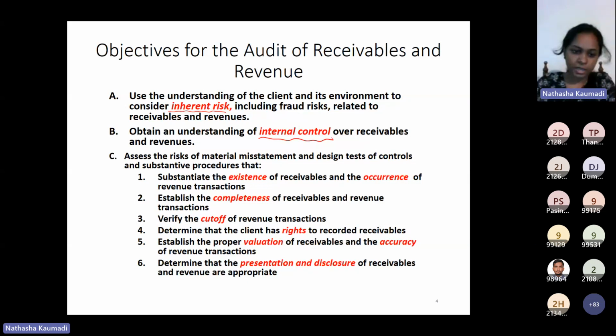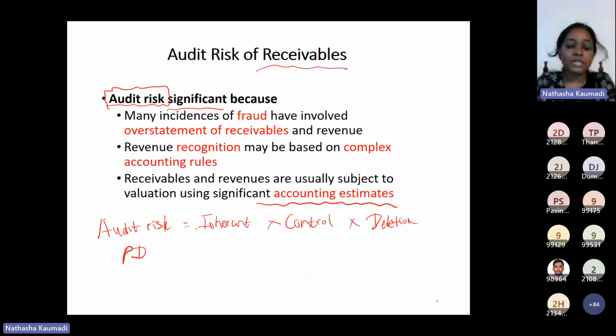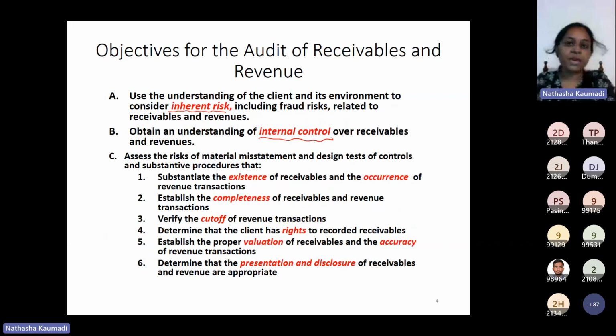Inherent risk and control risk, these two are related to what? Risk of material misstatement. You can assess the risk of material misstatement using inherent risk and control risk. Okay, so that is the one. Having assessed the risk of material misstatements, now you are going to design the audit procedures.